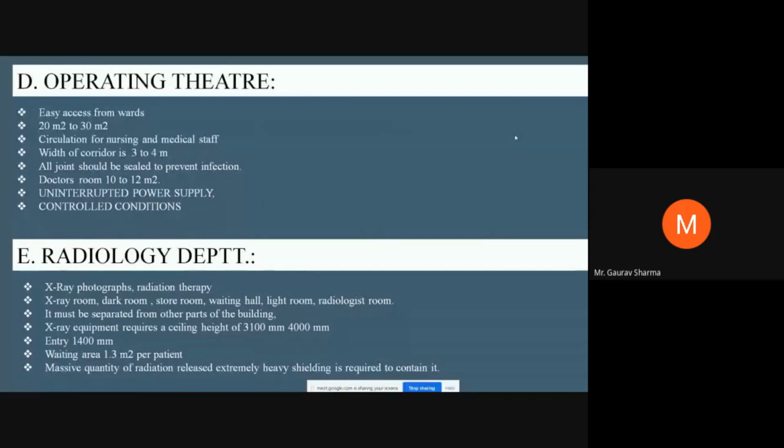Again, the next important part is the operating theater, or sometimes shortly called OT. It must have easy access from the wards. An area of 20 to 30 square meters is generally considered safe for these operation theaters. Circulation of nursing and medical staff is the prime requirement of this kind of department. The width of the corridor is generally 3 to 4 meters. That is the corridor leading a person from the wards to the inside of the OT.